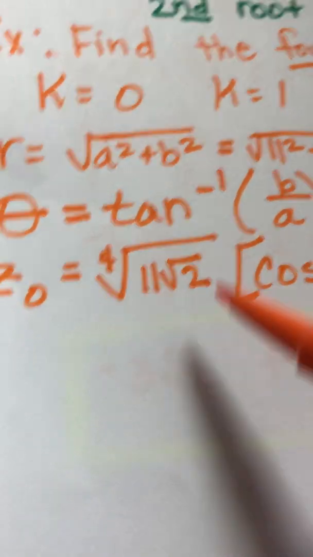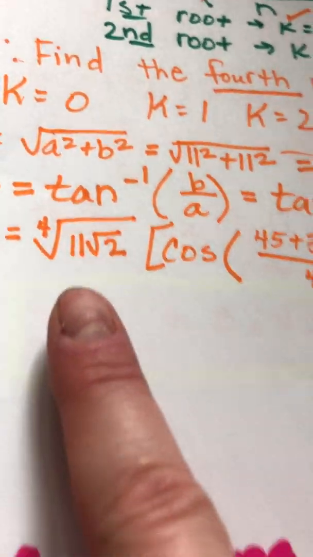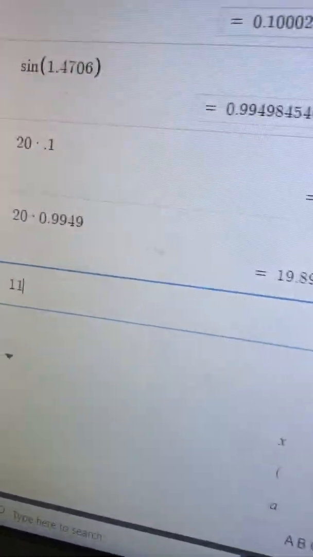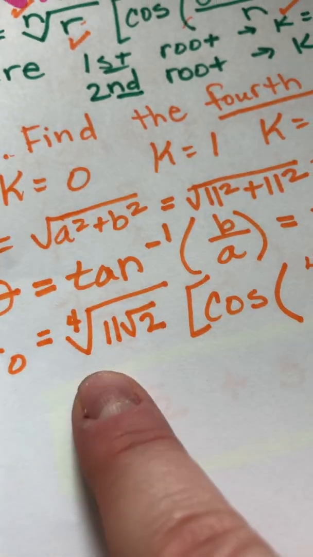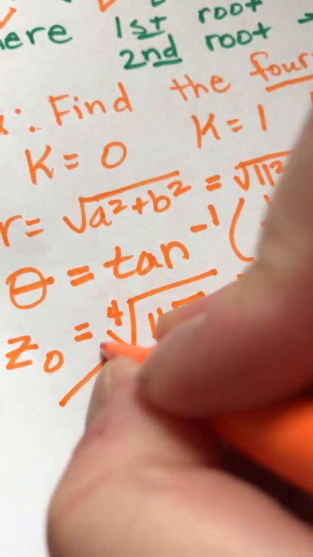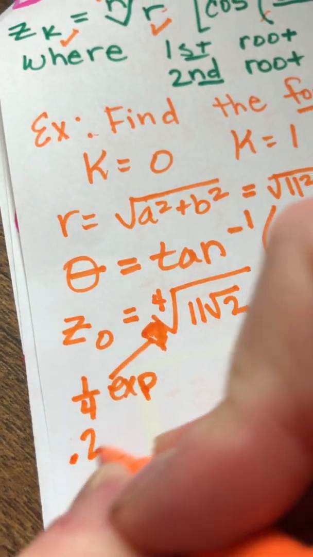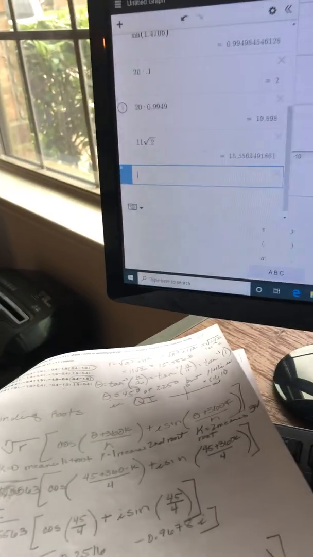Okay, and then let's figure out what this little sucker is. I'm going to type in 11 square root 2. I'm just using Desmos because my computer calculator doesn't work. So 11 square root 2, and it's like 15. But then I'm going to take the fourth root. Another way to take the fourth root is to raise to the 1/4 exponent, or even the 0.25 exponent, because 1 divided by 4 is 0.25. I'm just telling you that because I have to use this funky calculator.